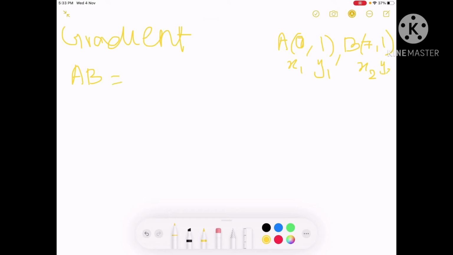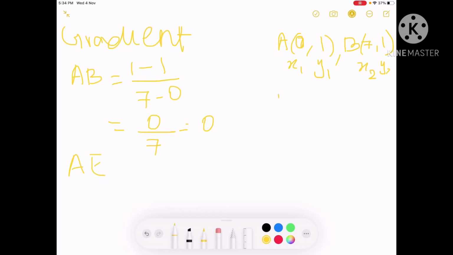So now let's start. The gradient is y2 minus y1 divided by x2 minus x1. So 1 minus 1 divided by 7 minus 0. So 1 minus 1 is 0, 0 divided by 7 is equal to 0. So the gradient is 0. Then the second one is AE.